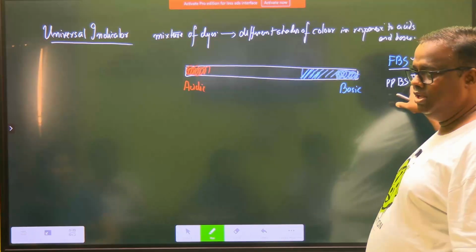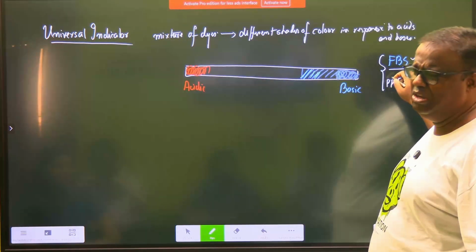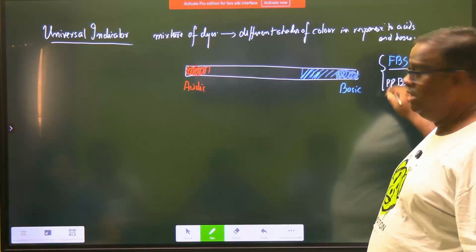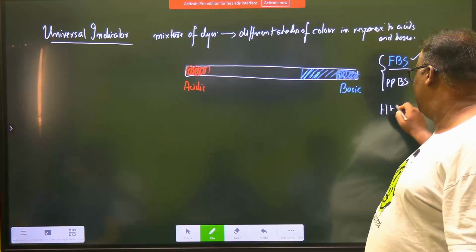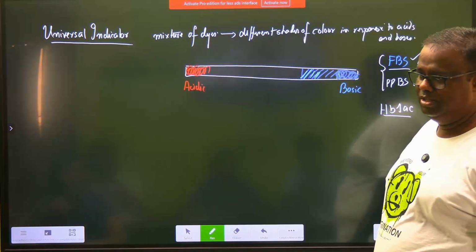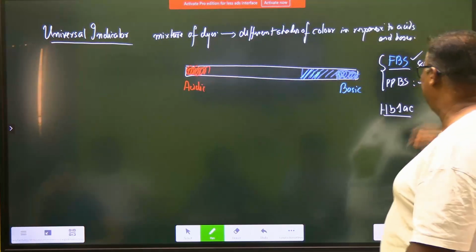Now, many people may say, sir, yesterday I ate a lot of sweets, sir. I went to Jaideep's house. That's why my reading is coming high. So you have another test nowadays called HbA1c, glycosylated hemoglobin. This will give you an average of your last 3 months. Generally, companies who hire now do not go by these tests.